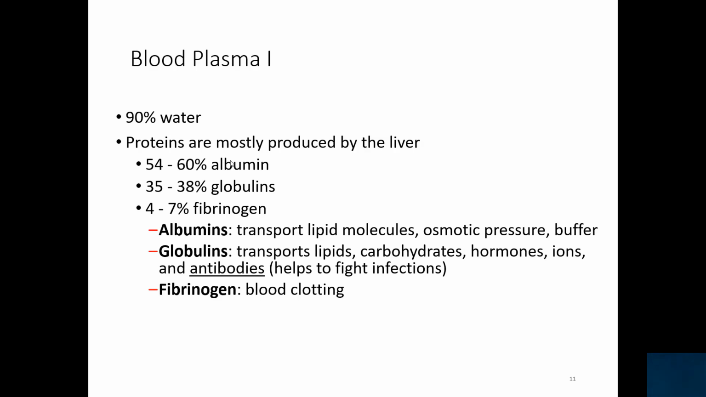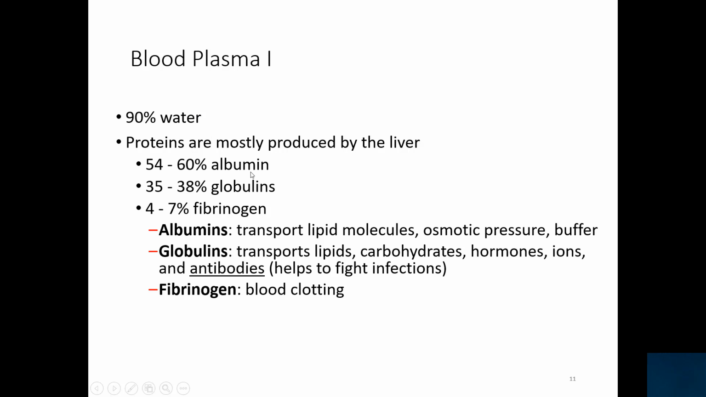Blood plasma. 90% of it is water that we receive when we drink it, when we drink different juices, tea, coffee, with food, and also a small amount of water is produced inside of our body. Proteins are mostly produced by the liver.